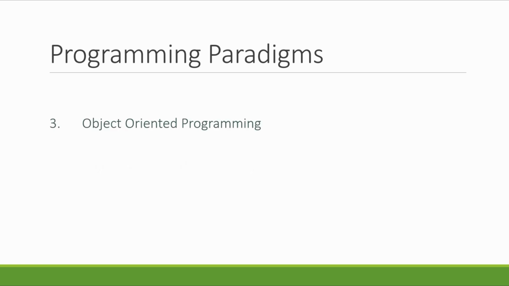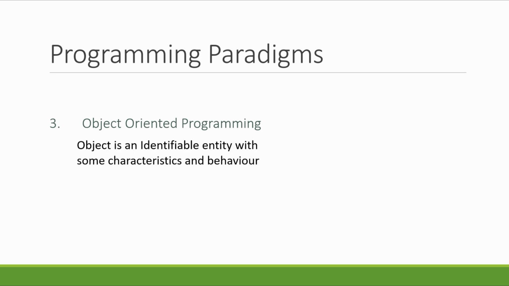In this object-oriented concept, the object-oriented approach views a problem in terms of objects involved rather than procedures of doing it. Thus, what is that object? An object is an identifiable entity with some characteristics and behavior. It may seem confusing. Let's take an example.